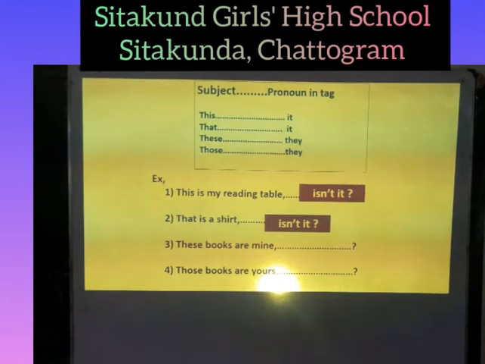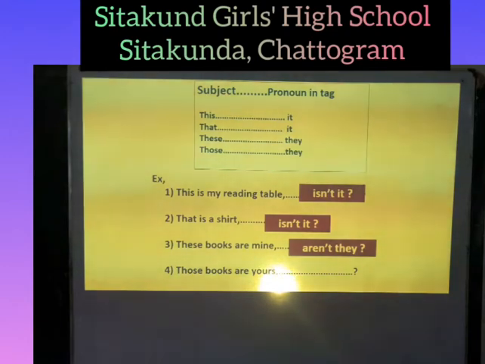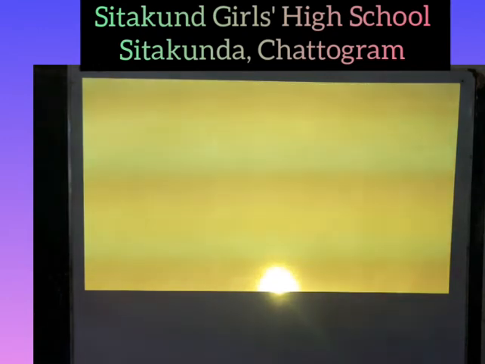These books are mine. So here you are looking at these books. These books is a plural subject and are is a plural verb. So aren't for are, and they for these books. So you have to write they because the subject is plural. If you see the subject is plural, you have to write they. Those books are yours. So you have to write aren't for are, and they for those books. So aren't they is the right answer.